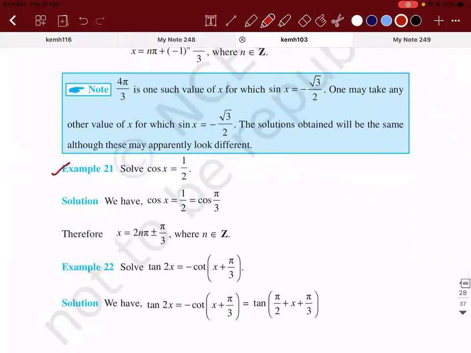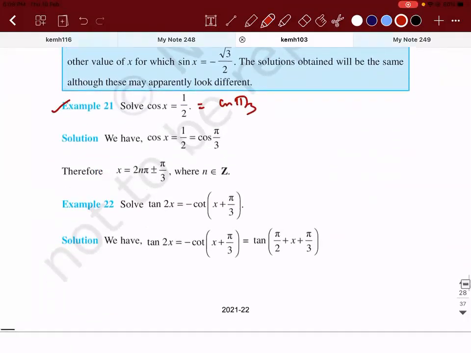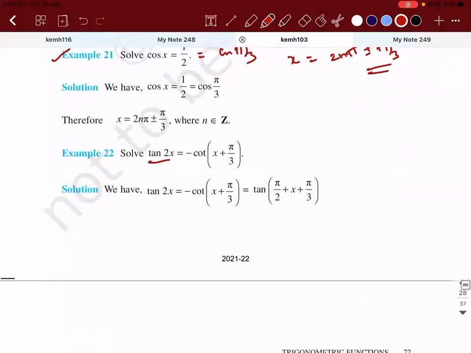Now cos x is equal to half. This half means cos pi by 3. See, for example, this you can solve. X will be equal to 2n pi plus or minus pi by 3. That is the solution. Tan 2x is equal to minus cot x, pi by 3.